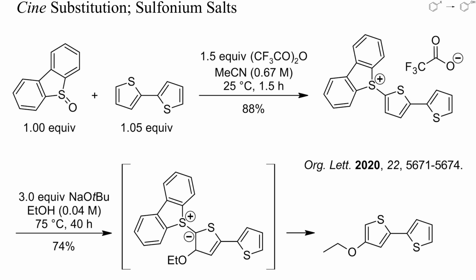If a given leaving group can also stabilize a carbanion, as for instance nitro or sulfonium groups, the nucleophile may attack a position adjacent to the leaving group. Here, a thiophenylsulfonium salt reacted with sodium ethoxide and yielded an unexpected cine substitution product.